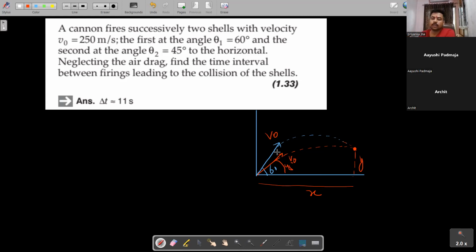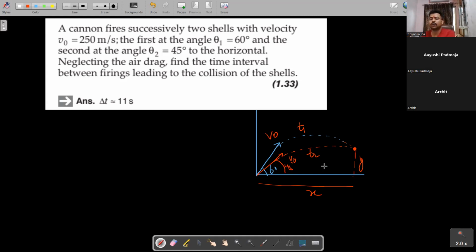Suppose shell 1 takes some t1 time to come from here to here, and shell 2 takes t2 time to come from here to here. Suppose we find t1 and t2, then what is the difference in their firing time? We can simply do the difference of t1 and t2, right? So let's find t1 and t2.